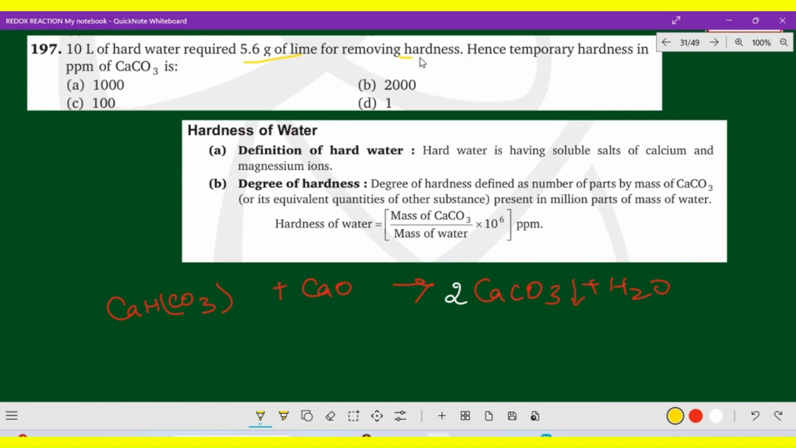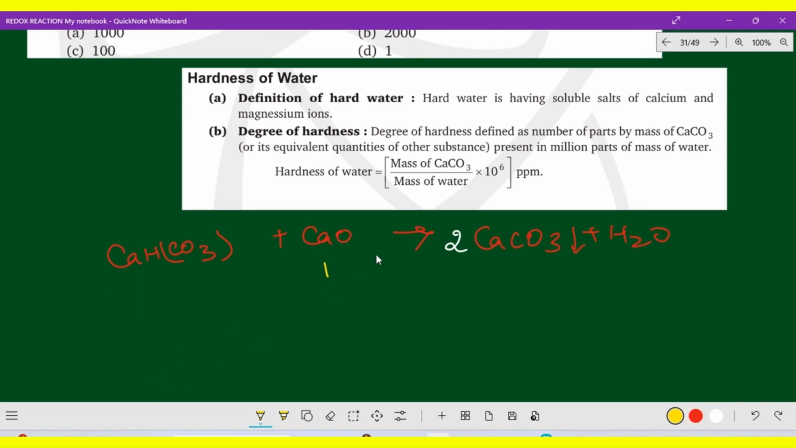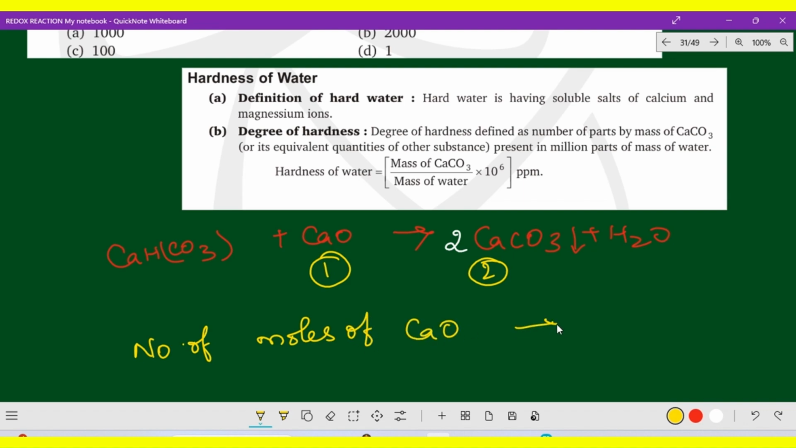5.6 gram of lime, removing hardness. So here 1 mole of lime requires, you're getting 2 moles of calcium carbonate. Okay, now let us find the number of moles of lime, CaO. So here 1 mole, here 2 moles, right? So number of moles of CaO, calcium oxide, that is also known as lime.